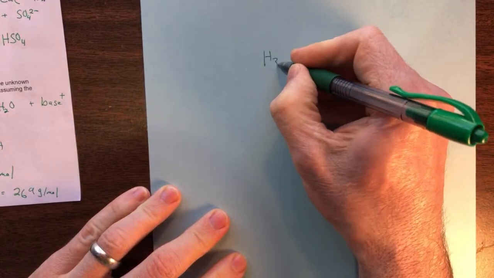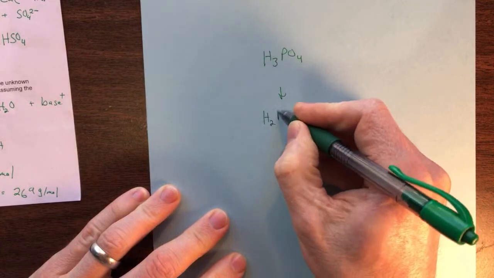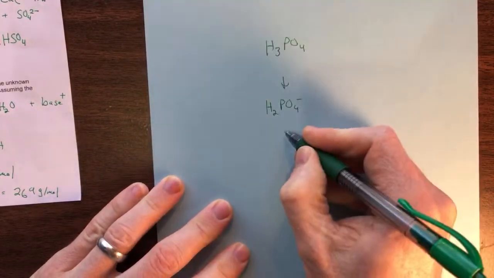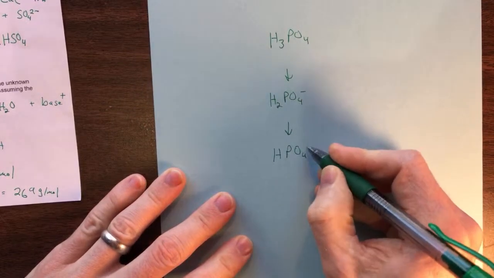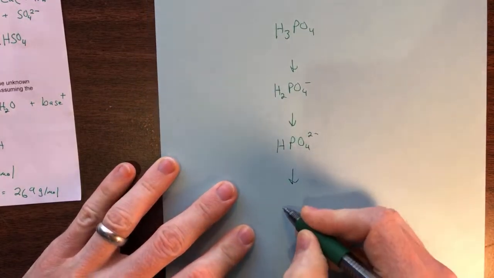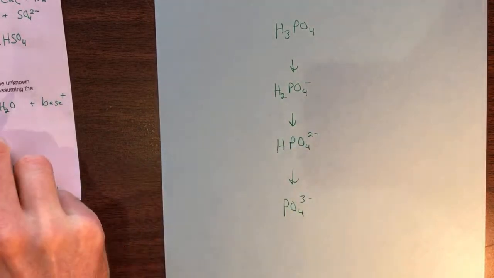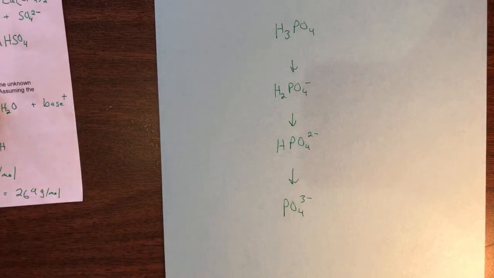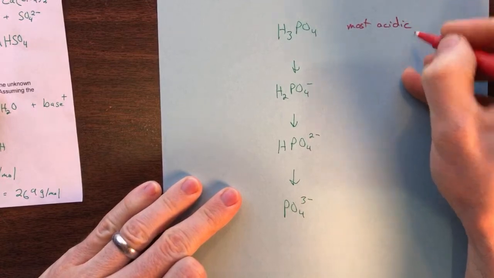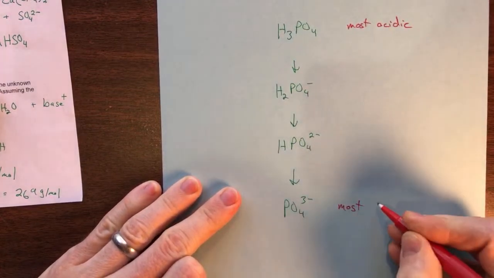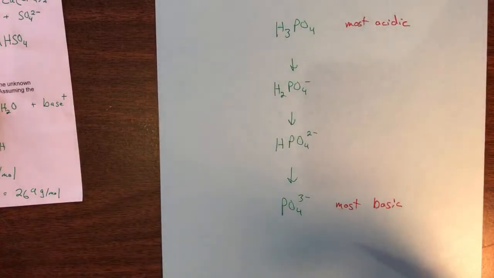You have H3PO4, you have H2PO4 minus, you have HPO4 2 minus, you have PO4 3 minus, okay? Of these, you could rank them all. This is going to be the most acidic, and this is going to be the most basic. And these things in between are all in between, okay?